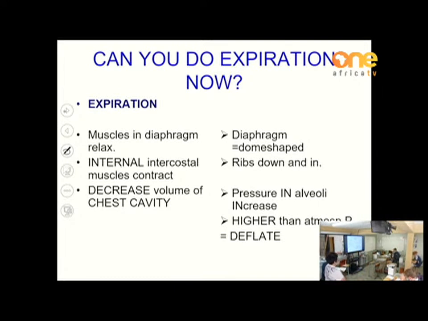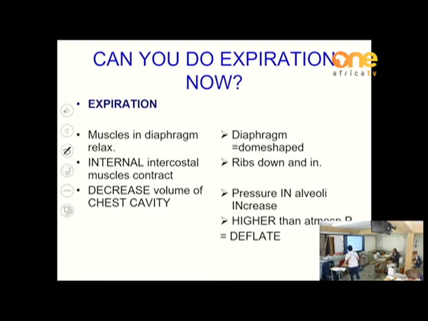Expiration, the muscles in the diaphragm relax, so the diaphragm now becomes... The internal intercostal muscles contract. Now, did you say the external intercostal muscles relax? Wonderful. It's correct.